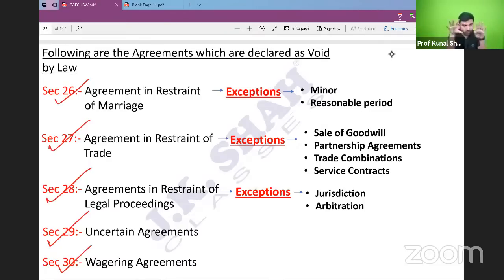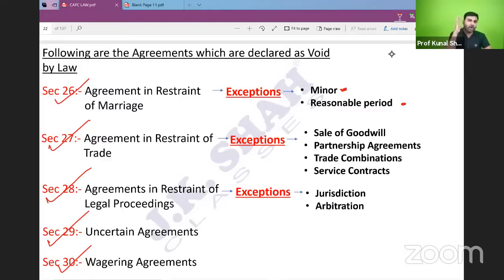So the rule, agreements in restraint of marriage, allowed, not allowed, not allowed. You cannot stop a person from getting married because it is his fundamental right to get married. So any agreement wherein you are stopping a person to get married, then those agreements are not allowed. But if that agreement is with a minor, or if this agreement is only for a reasonable period of time, then they are considered as allowed.